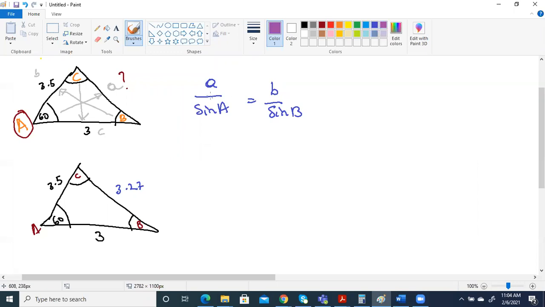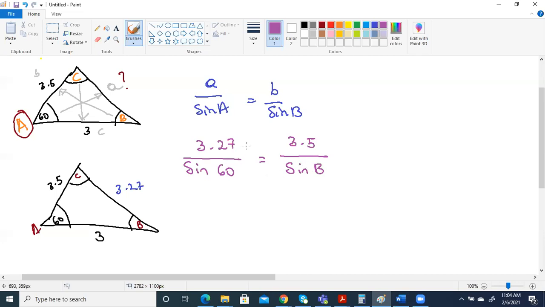All right. So side A is 3.27. So we have 3.27 over the sine of angle A, which is 60, equals side B, which is 3.5, over the sine of angle B, which is what you're trying to find out. Yes?